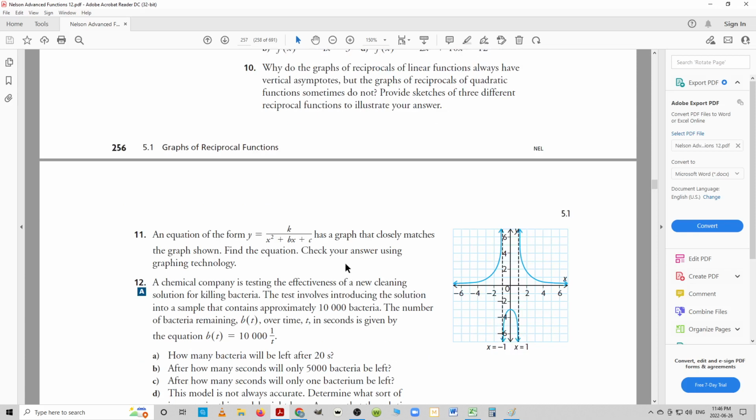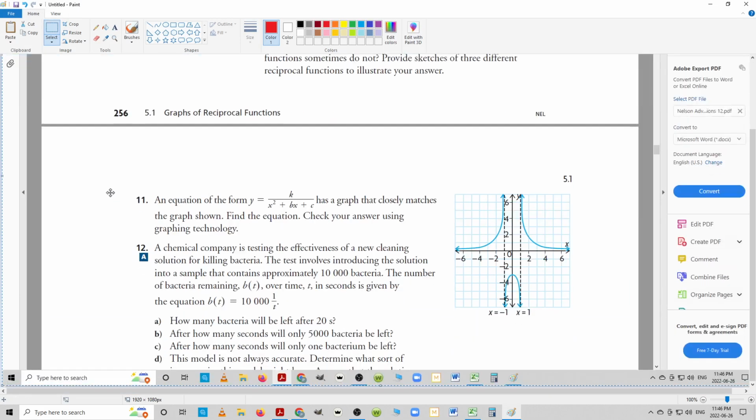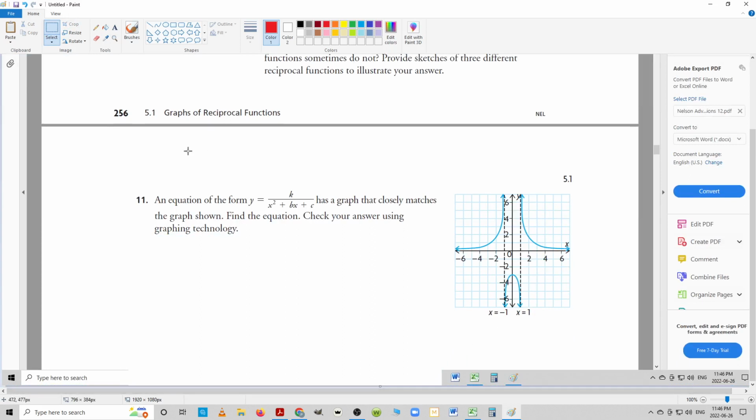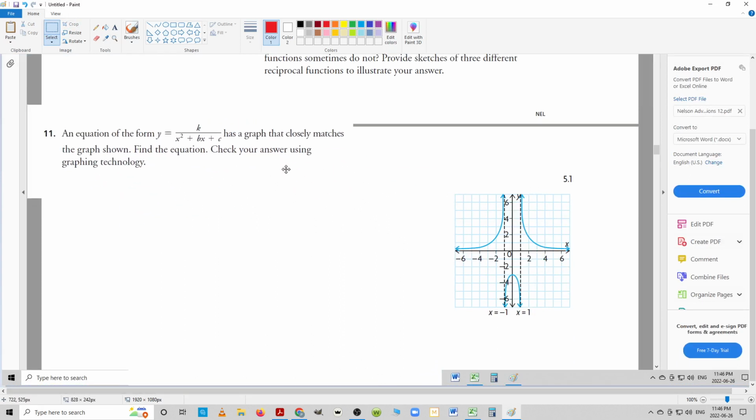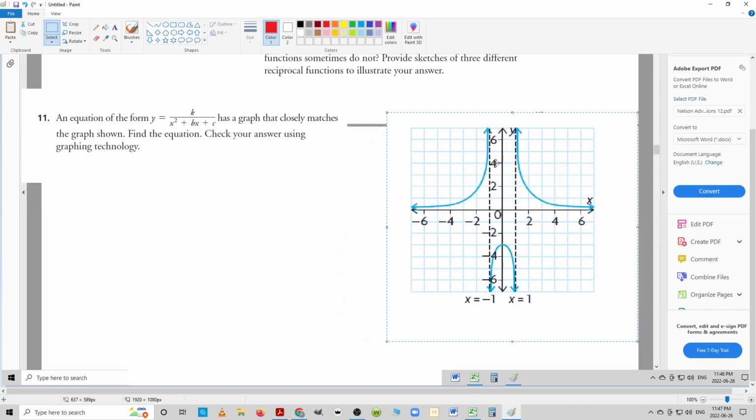An equation in this form has a graph that closely matches the graph on the right. Okay, fair enough. Let's see if we can figure out the reciprocals, or sorry, the asymptotes from the graph. Well, it looks like this left asymptote is at x equals -1. And this right asymptote is at x equals 1. Yeah, they even write it right there. Looks like there's negative down here and positive right here.